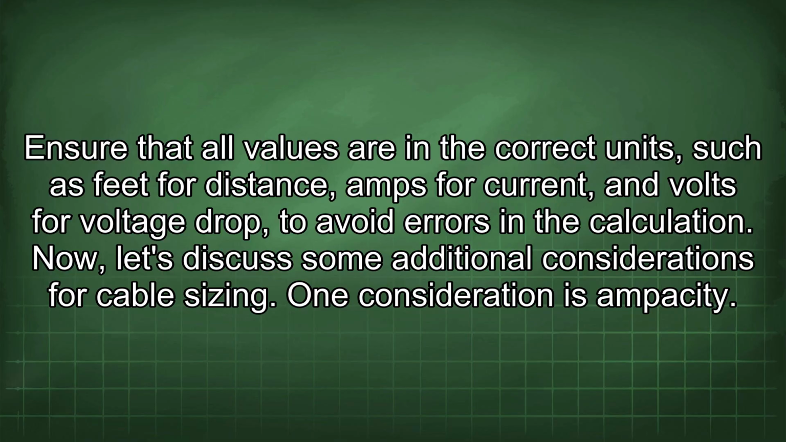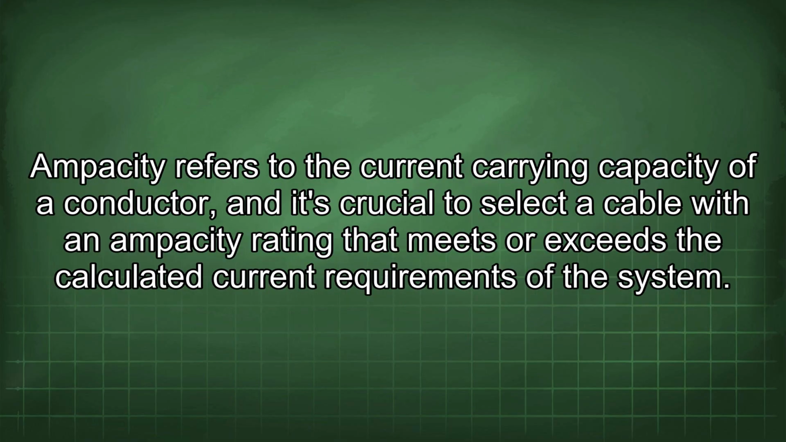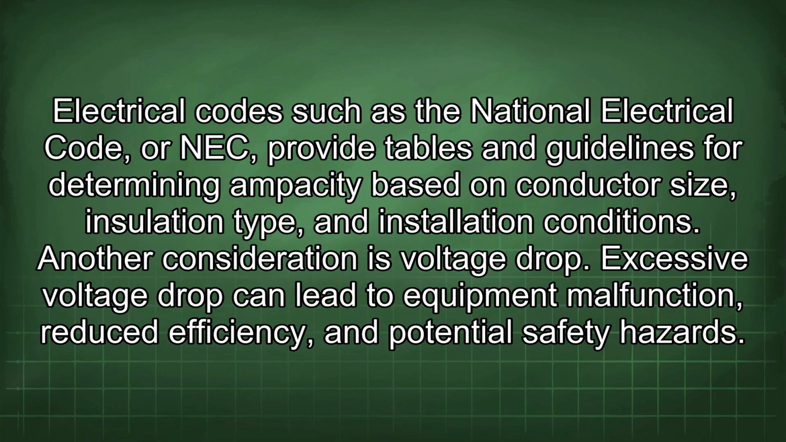Now let's discuss some additional considerations for cable sizing. One consideration is ampacity. Ampacity refers to the current carrying capacity of a conductor, and it's crucial to select a cable with an ampacity rating that meets or exceeds the calculated current requirements of the system. Electrical codes such as the National Electrical Code, or NEC, provide tables and guidelines for determining ampacity based on conductor size, insulation type, and installation conditions.